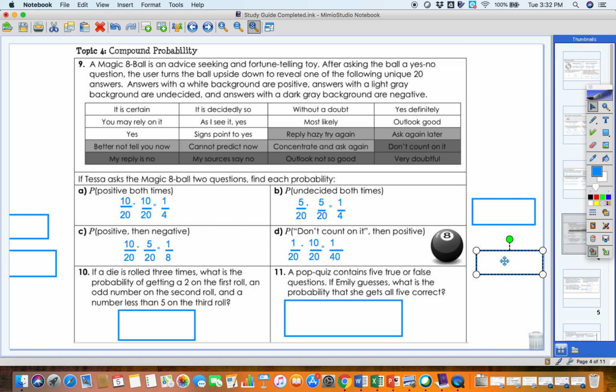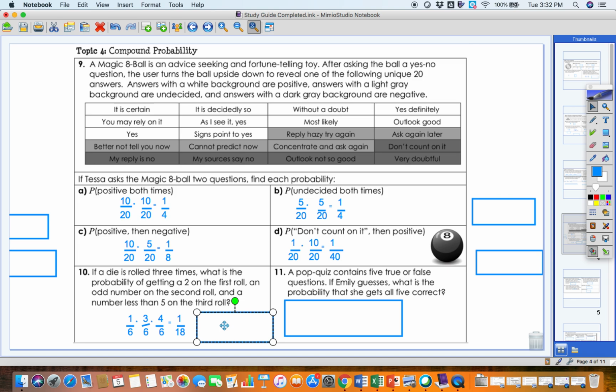On number 10, if a die is rolled 3 times, what is the probability of getting a 2 on the first roll and an odd number on the second roll and a number less than 5 on the third roll? So the probability of getting a 2 is 1 out of 6. The probability of getting an odd number is 3 out of 6. And the probability of getting a number less than 5 is 4 out of 6. So when you multiply those all together and simplify, you get 1 out of 18.